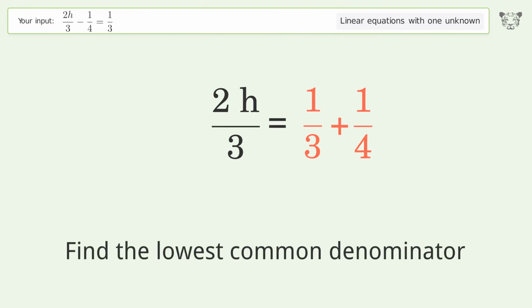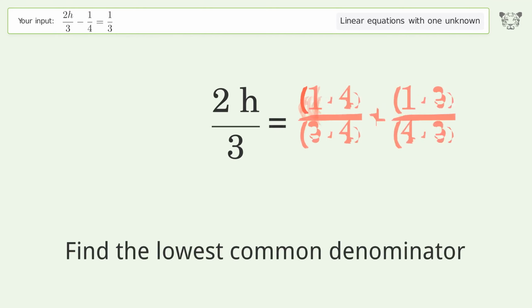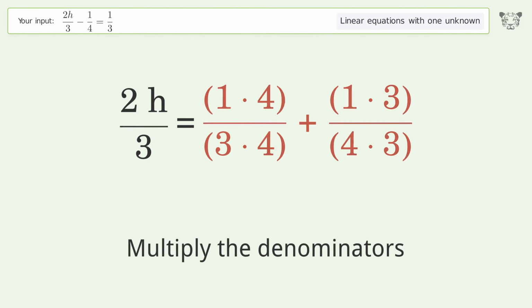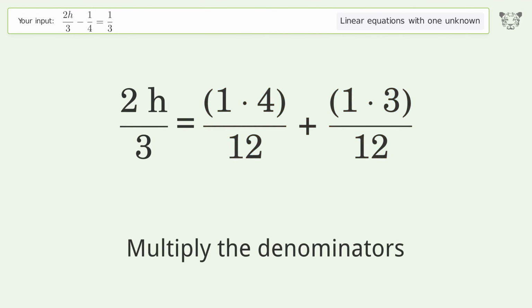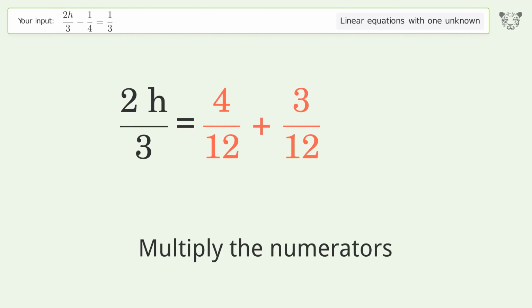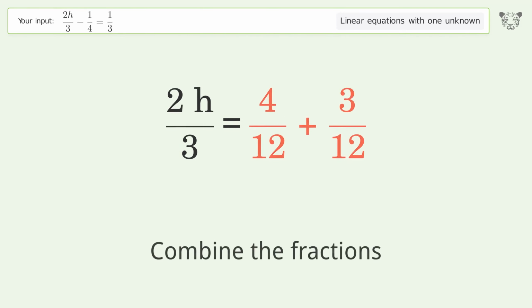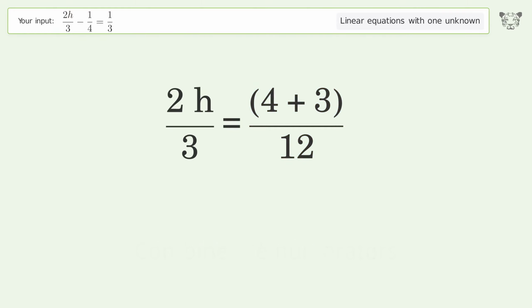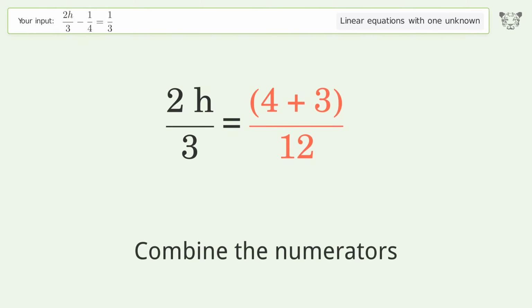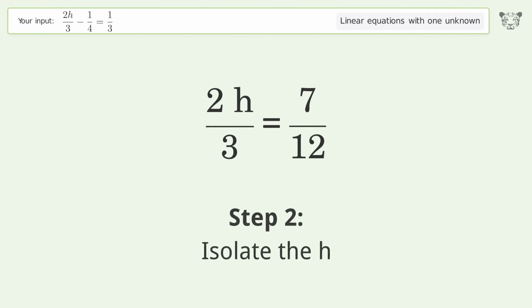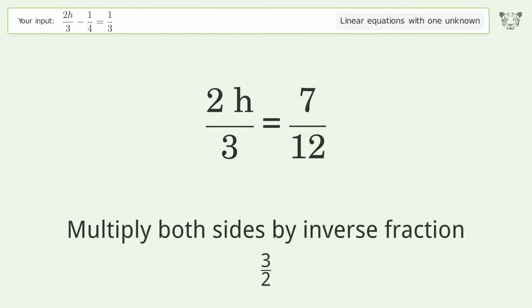Find the lowest common denominator. Multiply the denominators. Multiply the numerators. Combine the fractions. Combine the numerators. Isolate the h. Multiply both sides by inverse fraction 3/2.